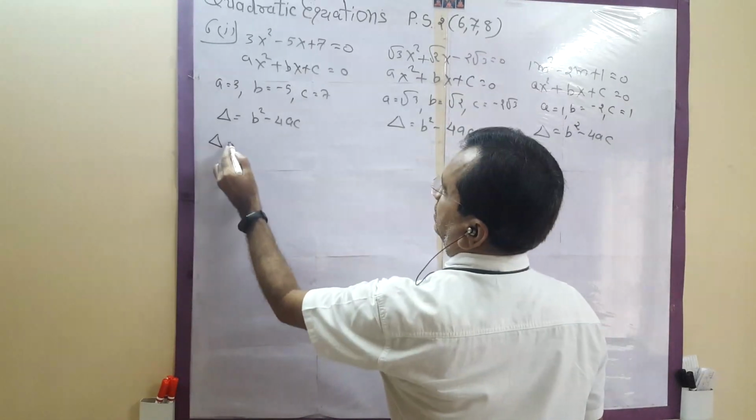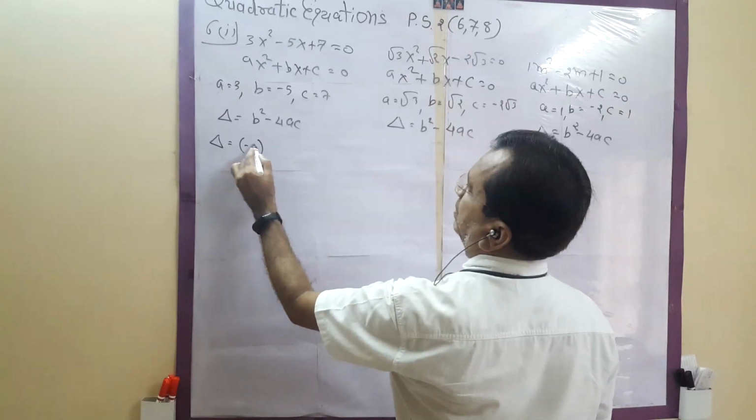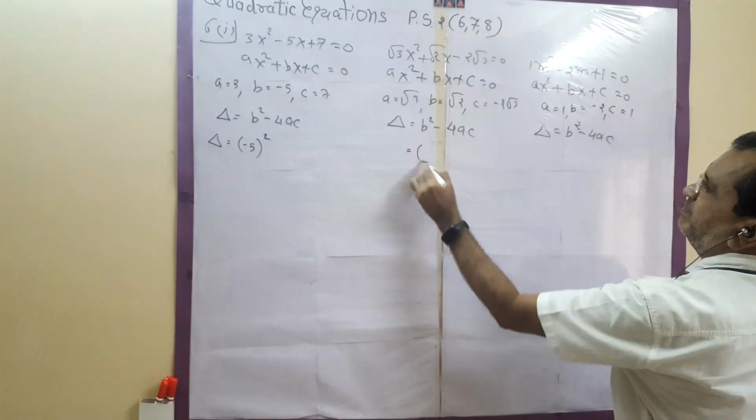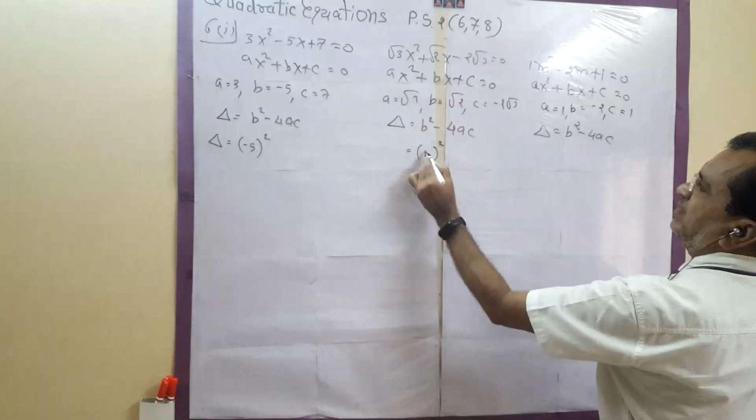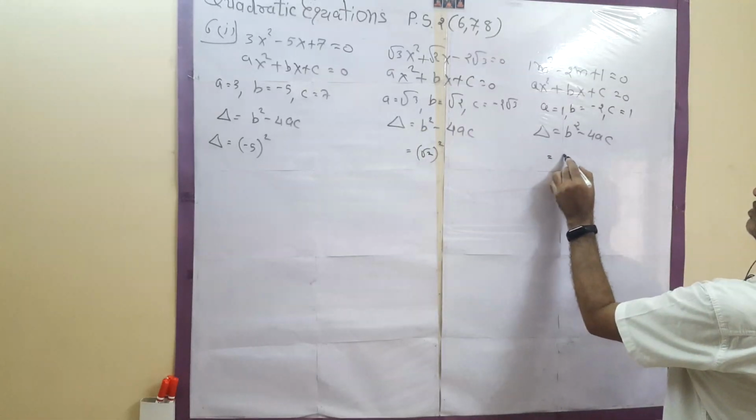Now I will find the answer. b square, what is b square? Minus 5 square. B square, what is b?